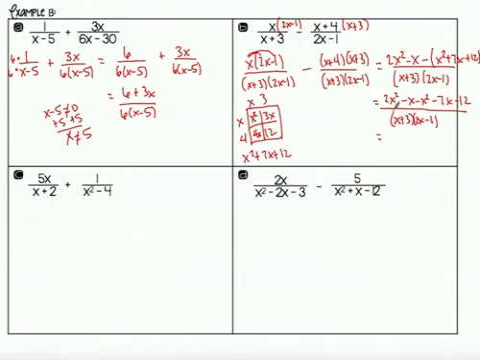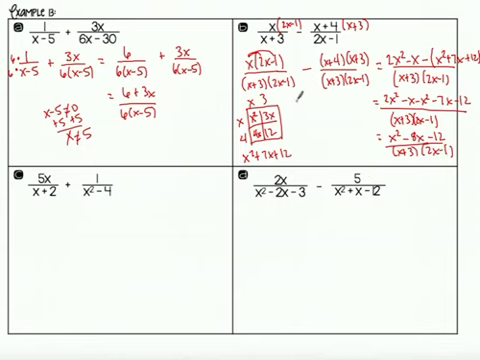And then I can simplify by putting my like terms together. So 2x squared minus x squared would give me 1x squared. And negative x minus 7x would give me negative 8x. And then I'd still have that minus 12. And then on the bottom, I would still have x plus 3 times 2x minus 1.